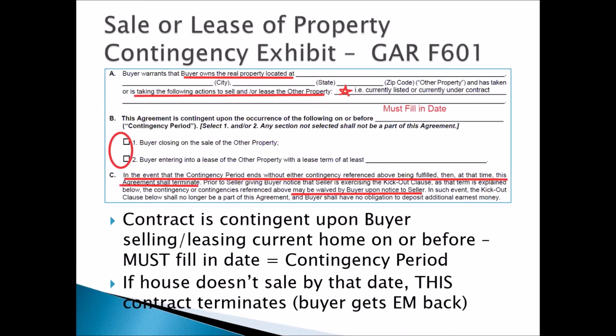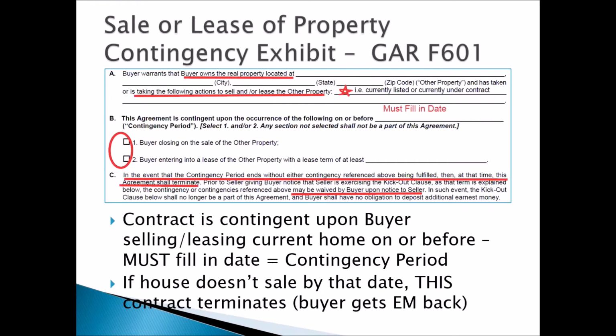All right, sale or lease of property contingency exhibit. This is GAR form F601. So this is a situation where a buyer wants to buy a new house, but they currently live in an existing house. And they have to sell or get a lease on the existing house before they are able to go through with the sale of the new house. Now, there are 2 kinds of buyers. There are buyers that say, gosh, I absolutely cannot afford both mortgages. I can't afford to continue to pay the mortgage on my current home and the mortgage on my new home. I won't qualify for the new home unless I get rid of the mortgage on my current home. So I can't go through with it unless my current home sells.